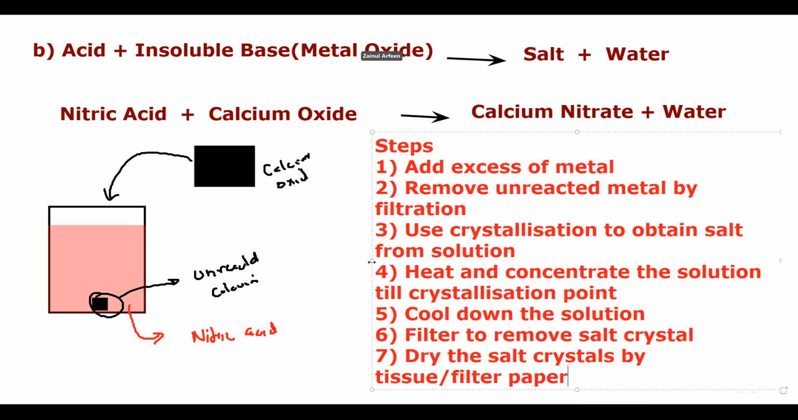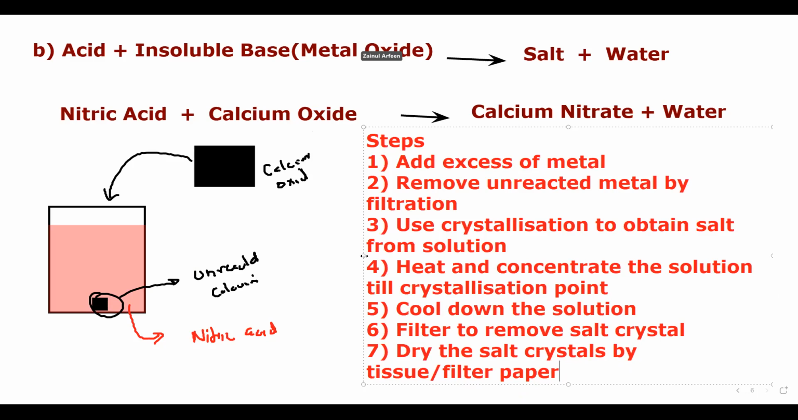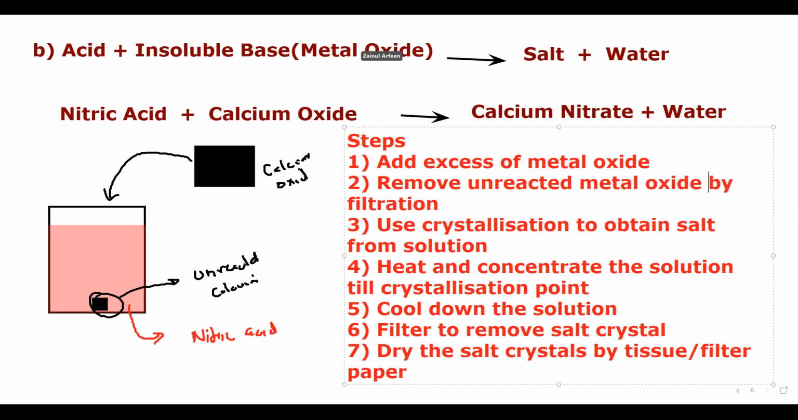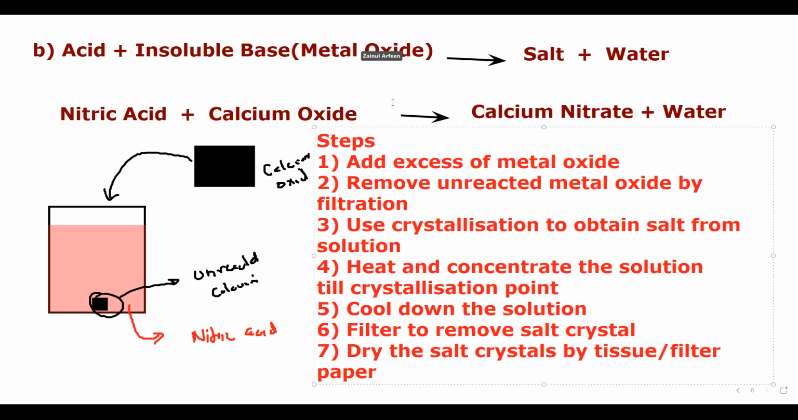So these are the steps. It's a similar step. That's why I copied from the last. Only a few changes are there. When acid was reacting with metal, we were adding excess of the metal. But now acid is reacting with metal oxide, so we add excess of metal oxide. Then we remove the unreacted metal oxide by filtration. Then we use crystallization to obtain a salt from the solution and heat to concentrate the solution till the crystallization point. We cool down the solution and then filter to remove the salt crystals and dry the salt crystals using a tissue or a filter paper.